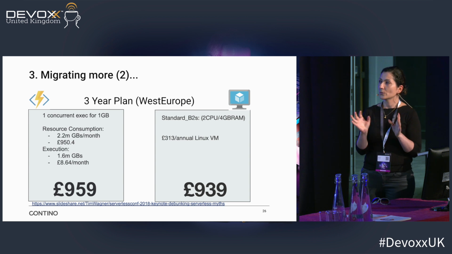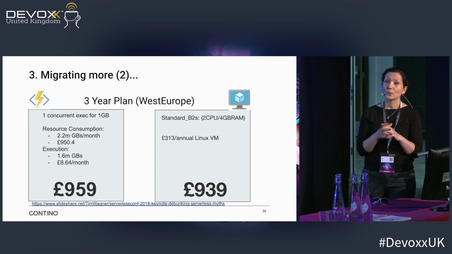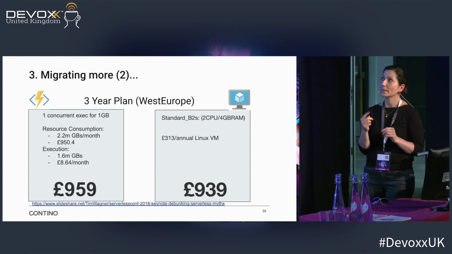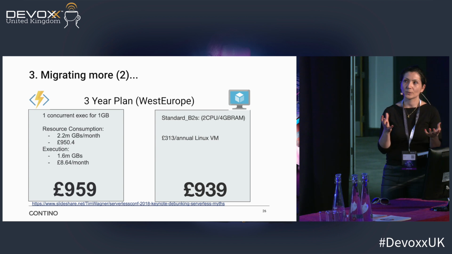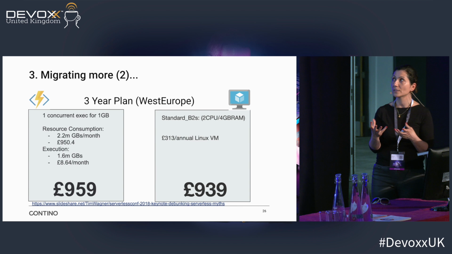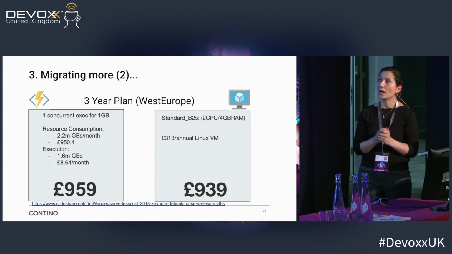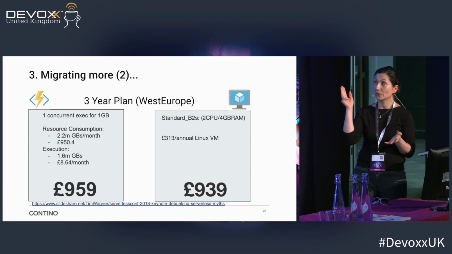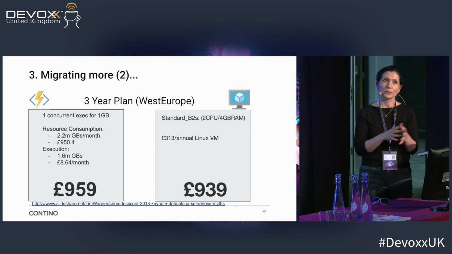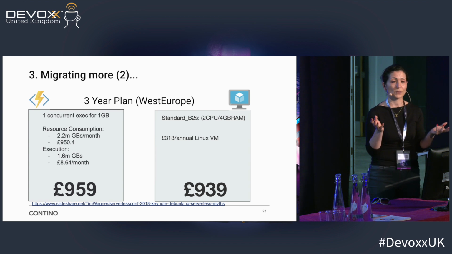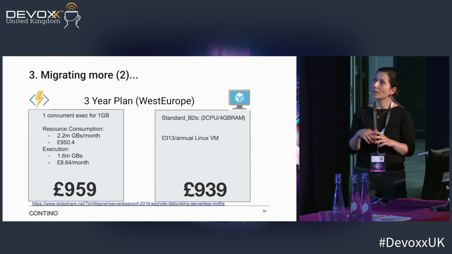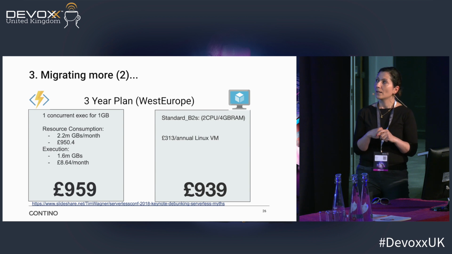So I went through the pricing calculator and found out what one concurrent execution with 1 gig RAM costs. It does autoscale, you don't have to tell it, but my assumption is I have an execution function that requires 1 gig RAM. And the resource consumption is 2.6 million per year, but the first 400,000 is free, so it's 2.2 million gigabits per month. It makes £950.